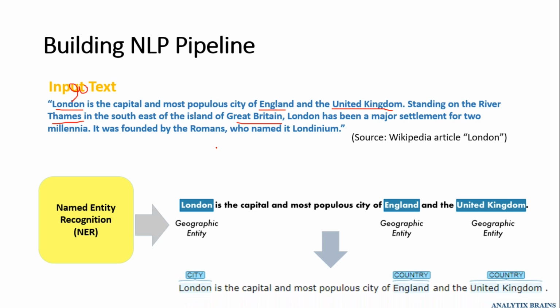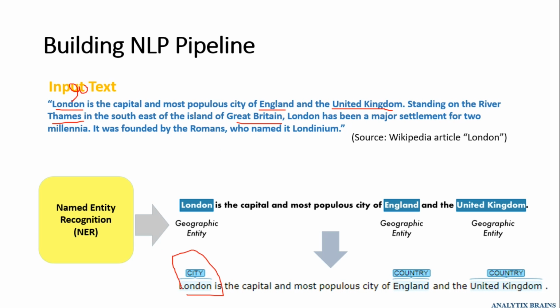Something like this. London is identified as a city. England can be identified as a country. And United Kingdom is also identified as a country. So this information is very helpful when we have a large amount of text. Once we have done named entity recognition, we will have the important list of entities that are available in the sentence, and by looking into those entities, we can understand what this document or this article is talking about.